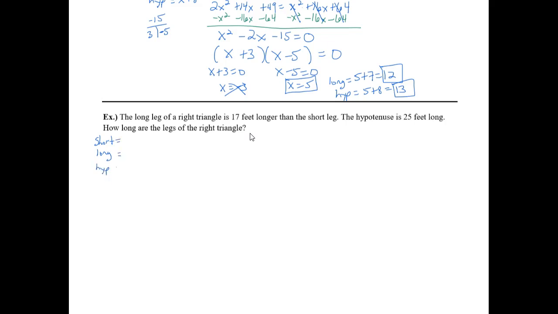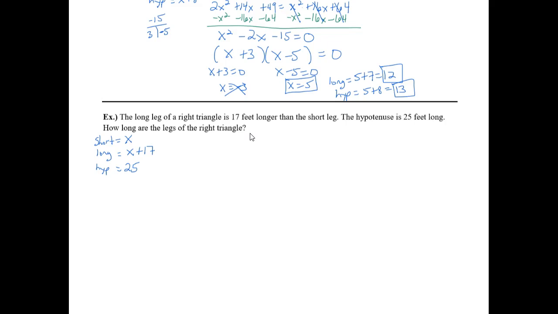In this case, we already know something about the hypotenuse. It is 25 feet. The long leg is 17 feet longer than the short. So I do not know anything about the short leg, but I know the long leg is 17 feet longer than the short leg. So whatever that short leg is, plus 17. Now I'll make it 17 feet longer.